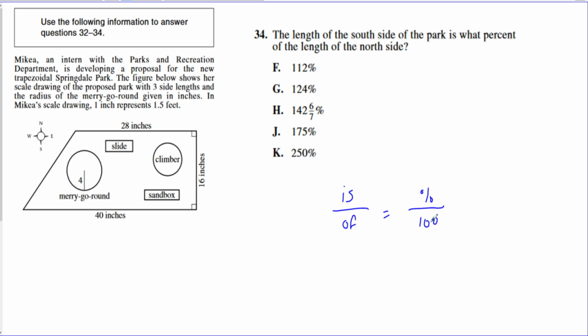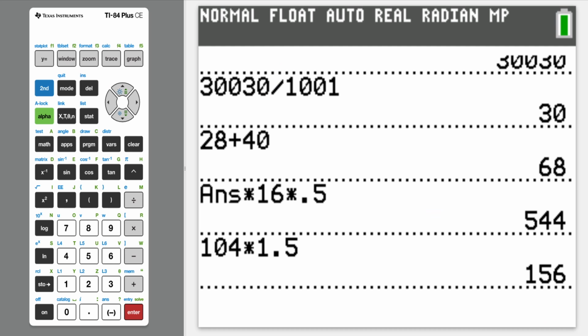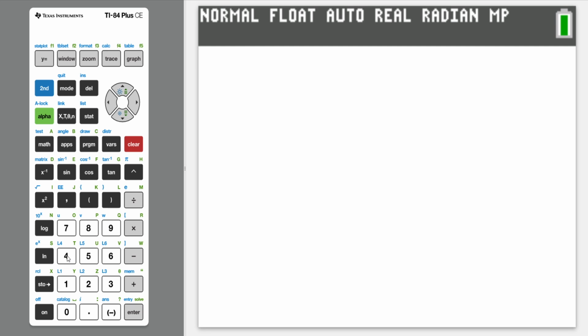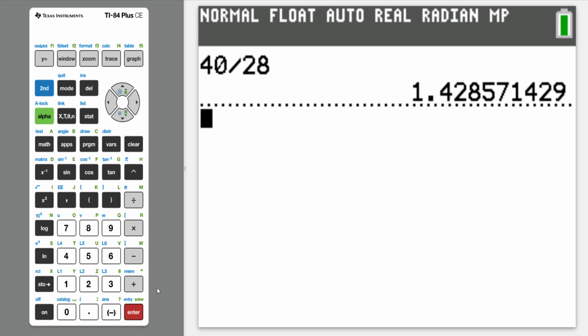The quick way to do this problem, by the way, if you're comfortable with it: all of these numbers are bigger than 100, so I know that if I do the bigger number divided by the smaller number, I'm going to get a number that is over 100%, over 1. So we could just take 40, the bigger number, divided by 28, the smaller number. It looks like that's giving me 1.428, and if you notice, there is a 142 and 6/7, which is 0.8. So that's the answer.